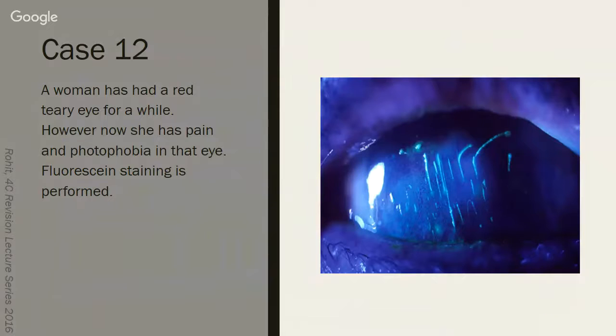But yeah, moving on to similar things. A woman had a red teary eye for a while. However, she has pain and photophobia in that eye now, and fluorescent staining is performed. Yeah, corneal abrasions. And what do you think the cause of the corneal abrasions might be? Like anatomical cause. What do you think? What's causing these abrasions?